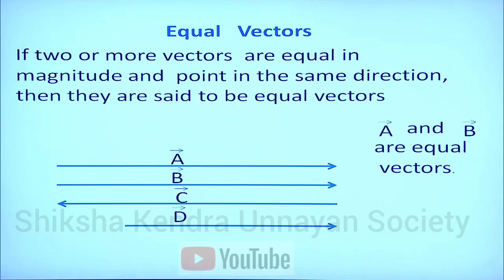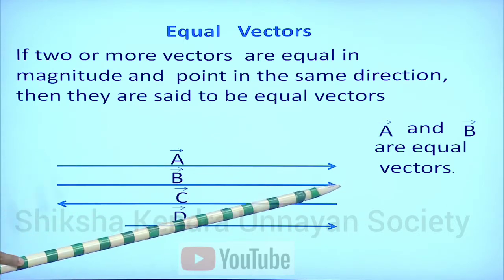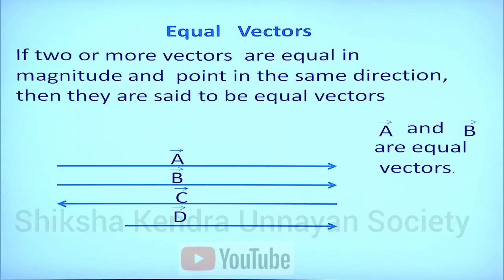But in case of B and C, you can see B and C are of the same length, but the direction is opposite. So, you can say B and C are not equal vectors. What about C and D? C and D are neither equal in length nor the same in direction. So, they are not equal vectors.